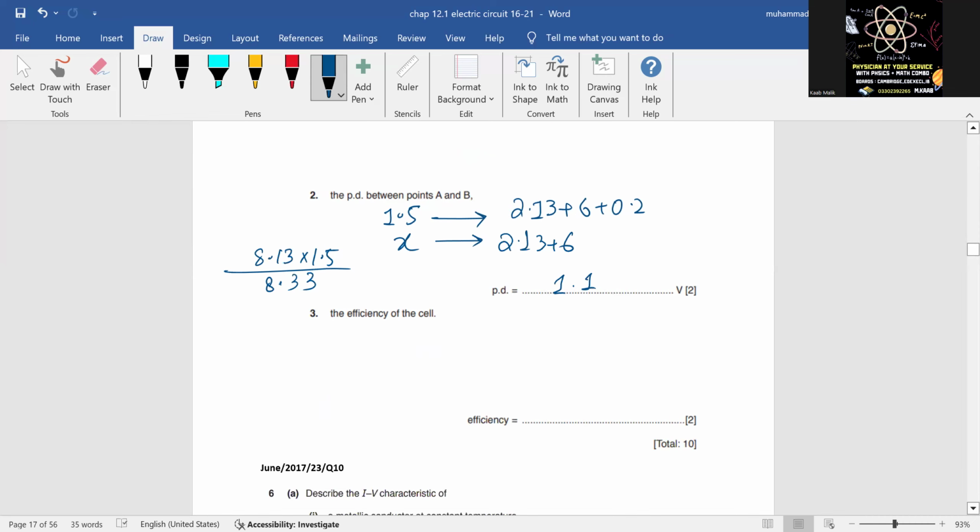Okay, now they're asking for the efficiency of the cell. What will you do? So power output over power input.